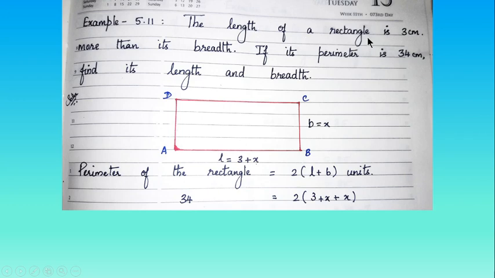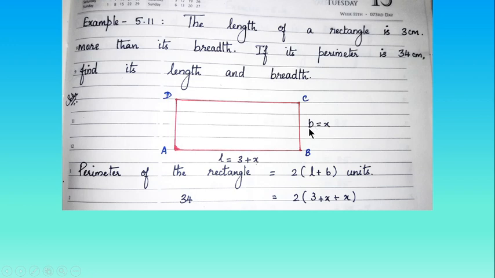The length of a rectangle is 3 centimeter more than its breadth. The length of the rectangle is compared with its breadth. So the first preference should be given to its breadth because the length is compared with its breadth. So the first preference should be given to what it is compared with. So since the value of the breadth is not given, we are going to take that unknown as x.